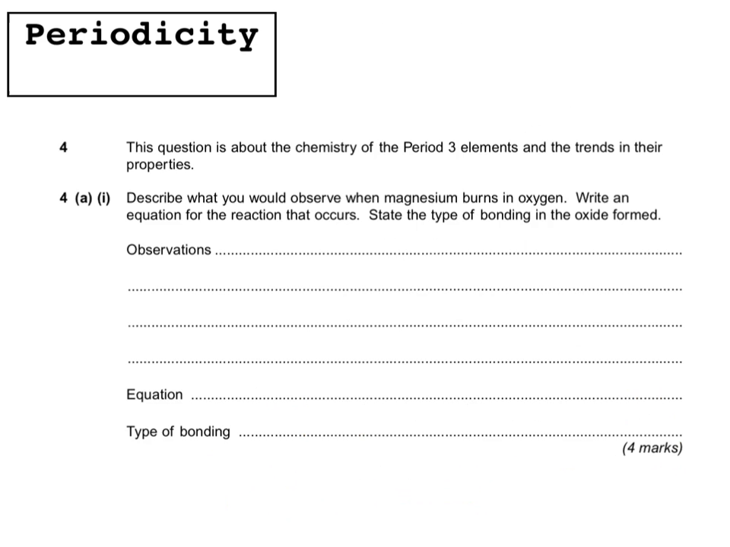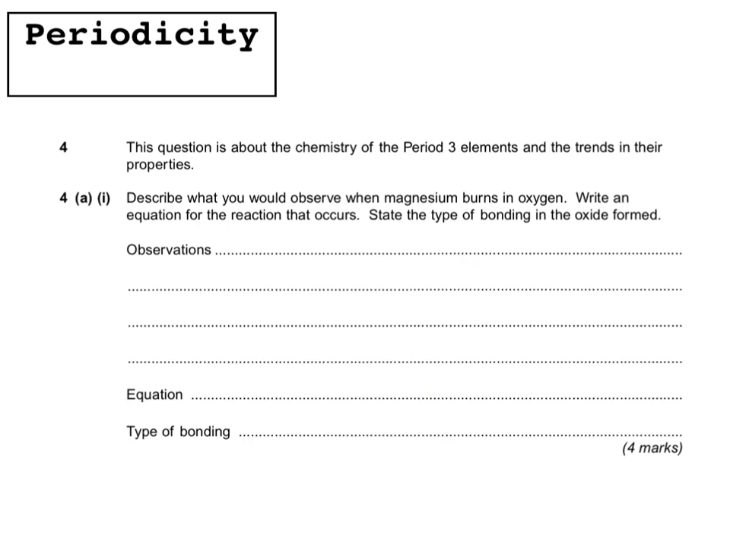So another one says this question about chemistry of 3 elements. Describe what you would observe when magnesium burns in oxygen. Write an equation of reaction that occurs, state the type bonding in the oxide form. Now it's important with these sort of questions you don't write huge lists of observations. It's quite clear that there's 2 marks for the observations, 1 mark for the equation and 1 mark for the type of bonding. The reason being that if you write a list and one thing is wrong, they'll dock marks from you. Just write 2 things that you are confident about.